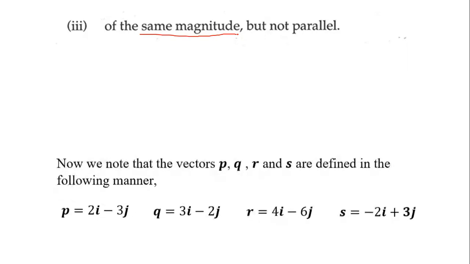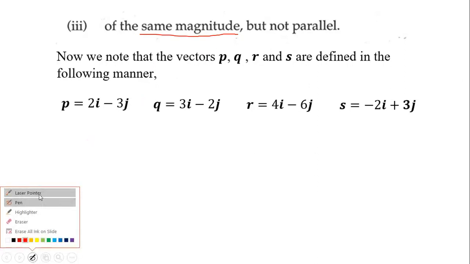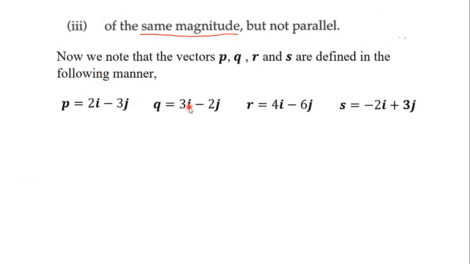Now let's move to our last criteria. What we need is two vectors that have the same magnitude, the same length, or the same size, but they're not parallel. So let's look at our four vectors here, written in component form. We have P, Q, R, and S. And we want to know which two of these have the same magnitude but are not parallel.